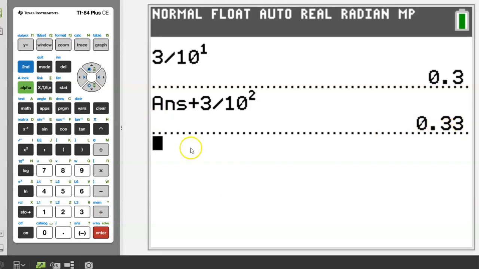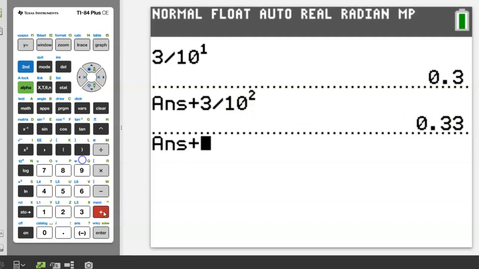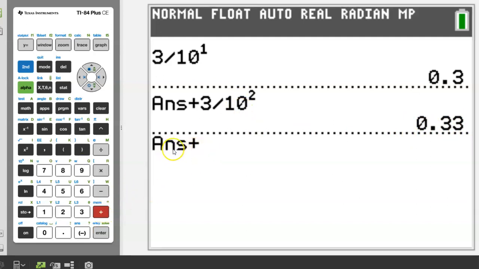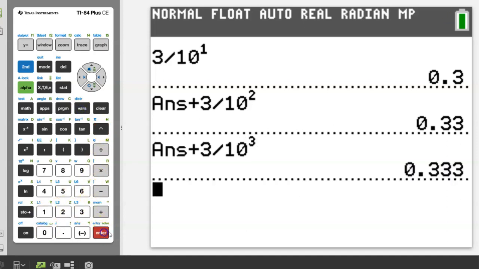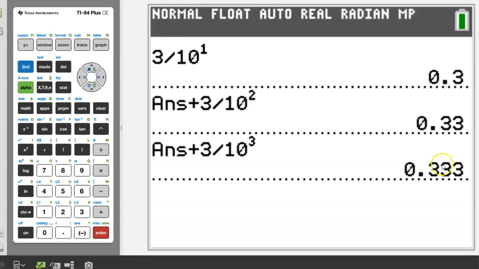If I want partial sum S3, I want to include everything that has come before plus term 3. If I simply hit plus, that includes everything that has come before, so that's the 0.33 plus term 3, so plus 3 over 10 to the third. So this is what we did by hand.